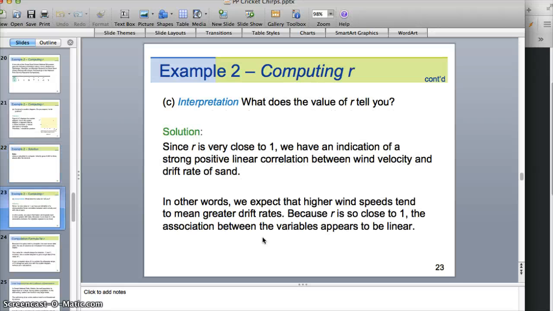So, what does the value of R tell you? Since R is very close to 1, we have an indication of a strong positive linear correlation between wind velocity and drift rate of sand. In other words, we expect that the higher wind speeds tend to mean greater drift rates. Because R is so close to 1, the association between the variables appears to be linear.